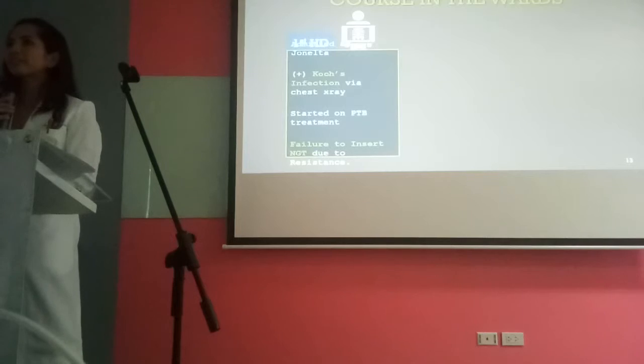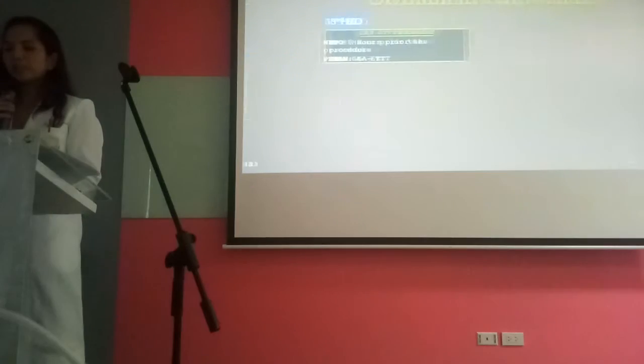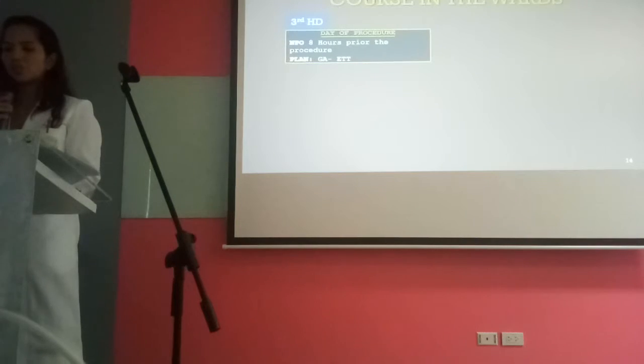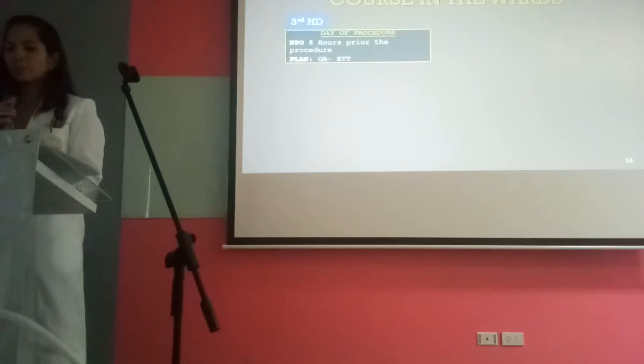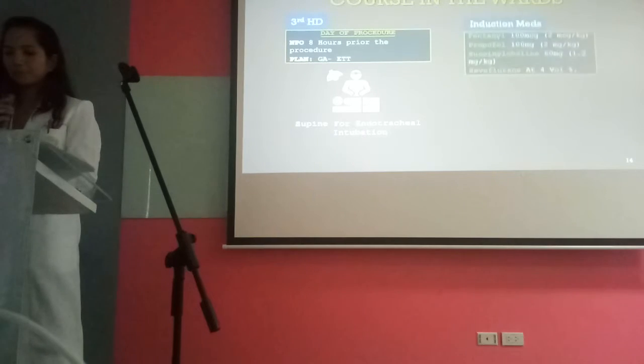However, the main service had difficulty inserting one, hence she was scheduled to undergo the following procedures: EGD under sedation, EGD-guided NGT insertion, possible open gastrostomy tube insertion, and excision biopsy of the left cervical mass. The plan was for her to undergo general anesthesia and endotracheal intubation, with preparation of 8 hours fasting with no preoperative medication. She was pre-oxygenated and induced with the following medication.